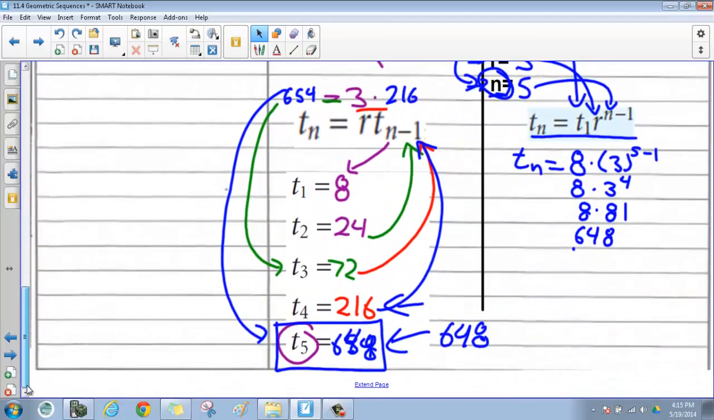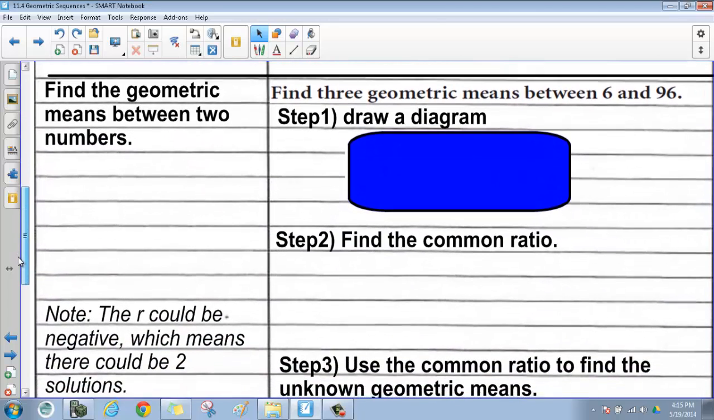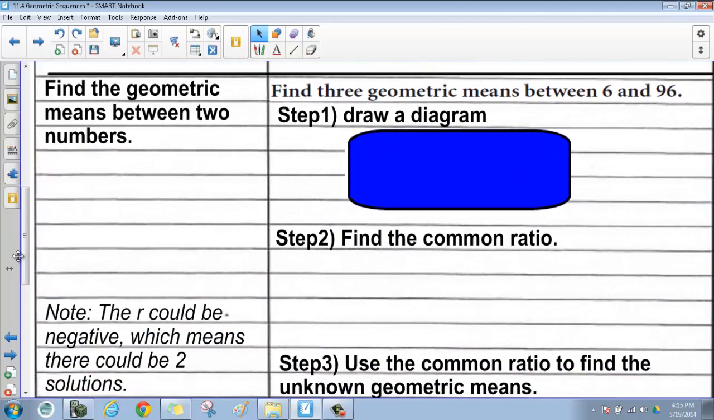And this next section right here, what do we have next? No, let's go one more. Here we go. We want to find the geometric means between two numbers. I'll show you how to do that in this next section.